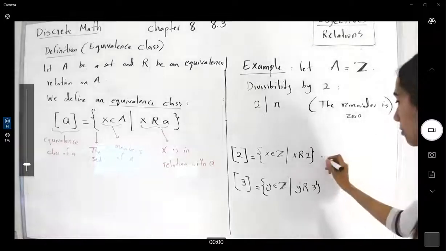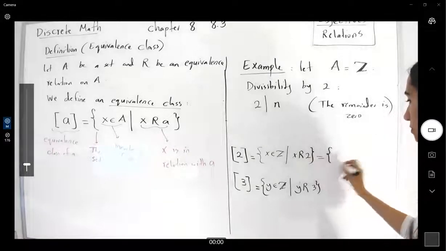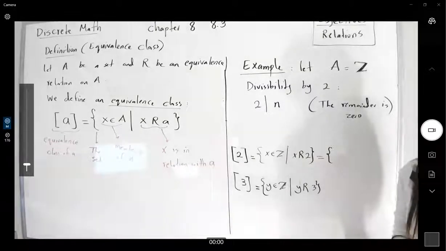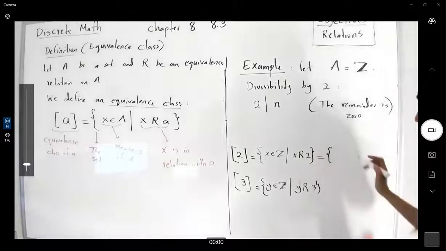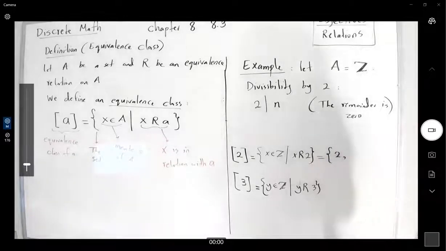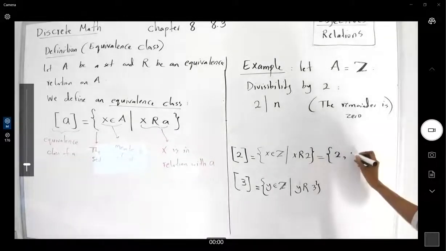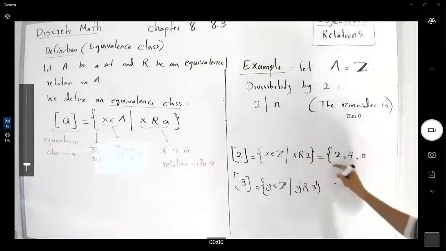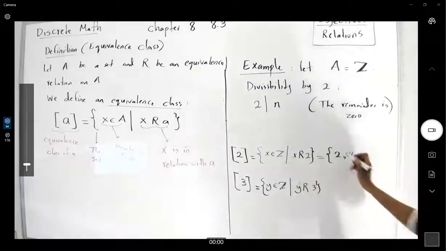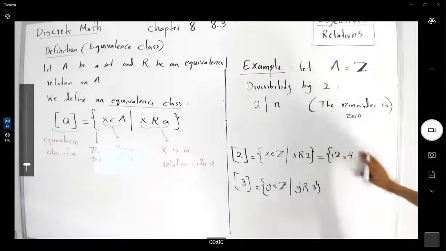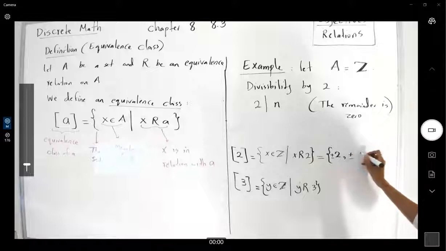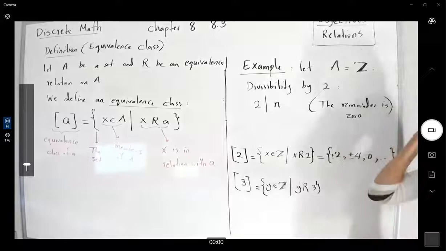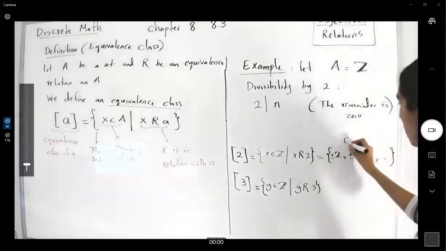So what are those numbers? x is in relation with 2. We can say that, hey, 2 is one of the options, of course. 3, no. What about 4? Of course. How about 0? Yeah. What about negative 2? So plus or minus 2, those are the options here. Plus or minus 4, plus or minus 6, 0, and the rest of them. So it's going to be the collection of all even numbers.